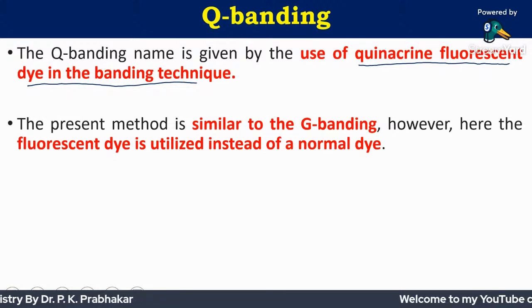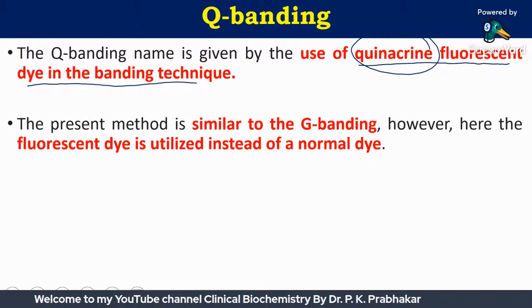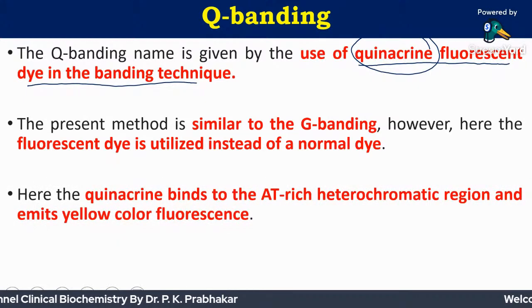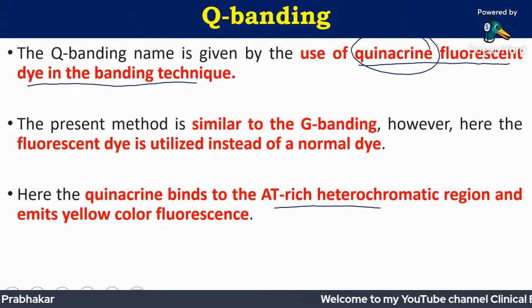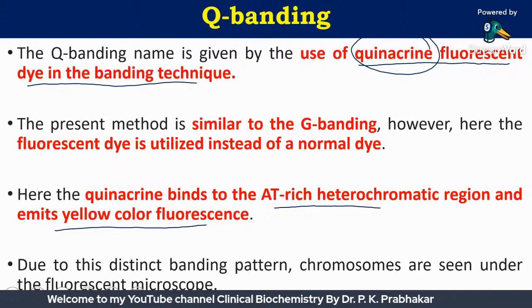The only difference is that in G banding, we use a normal dye, that is Giemsa. In Q banding, we use quinacrine fluorescent dye, so we have to visualize under the fluorescent microscope. This quinacrine binds to the AT-rich heterochromatin regions and emits yellow fluorescence. Due to this distinct banding pattern, chromosomes are seen under the fluorescent microscope. That is the only difference.